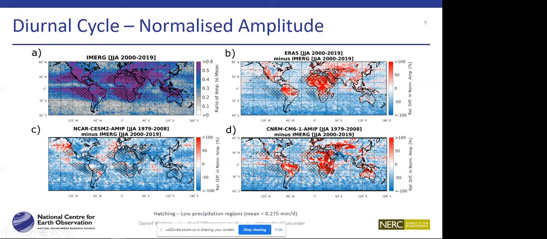And a thing to note here is I have these hatching regions, which are regions where the precipitation is low. So we don't trust the diurnal cycle in these regions because there's not enough precipitation in the first place to assess the signal.